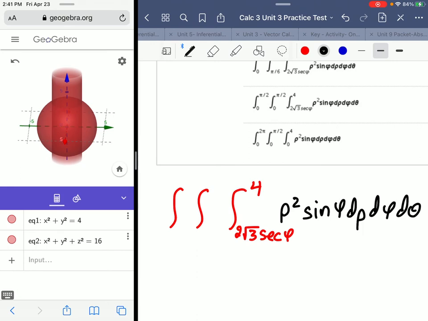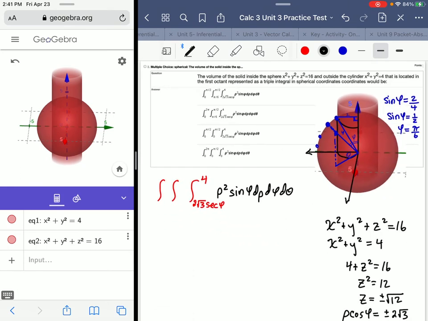But my phi values, if we're going to think about how far out this could go, we know that the minimum it could be is pi over 6, but if it were to extend downward following the circumference of the sphere and land in the first octant, the xy plane, the most it could ever go would be pi over 2.